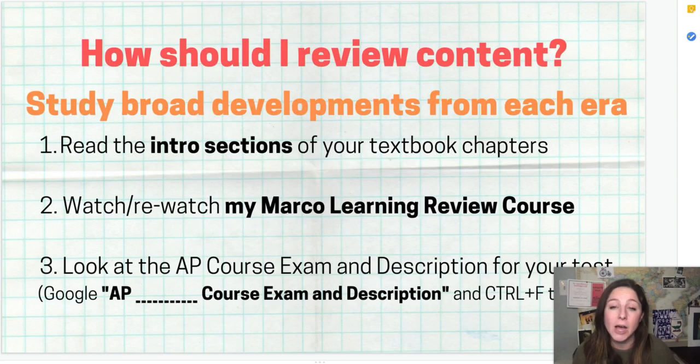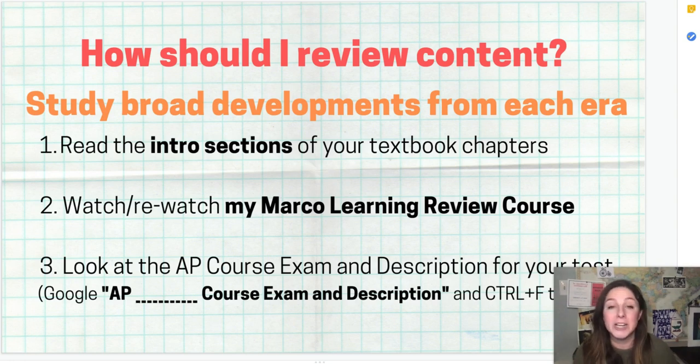So first, how should you review the content? Well, the biggest thing is that you should study broad developments from each era that you've studied or each unit in your AP course. And if you're like, I have no idea what the big ideas or broad developments are, here are a few places you can look. First, go back to your textbook, read the intro section of each chapter or unit that you probably skipped, right? Students always skip the intro, and I don't understand why, because that's where they give you all the answers.